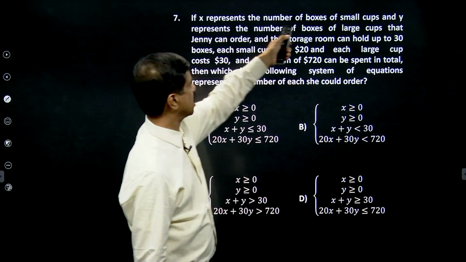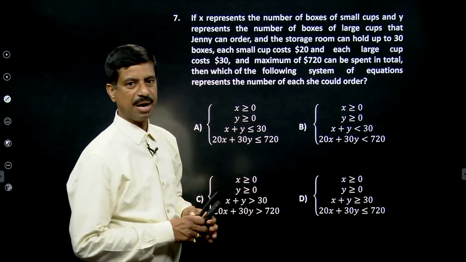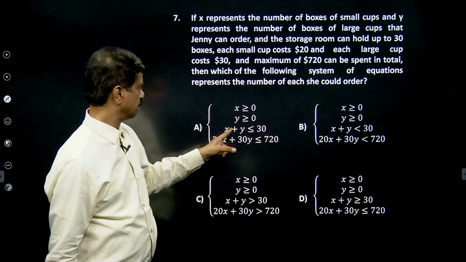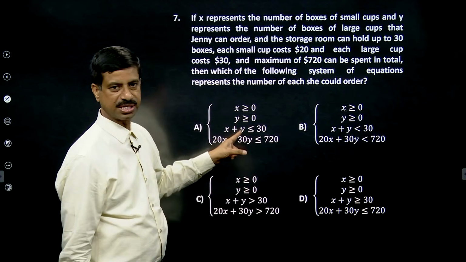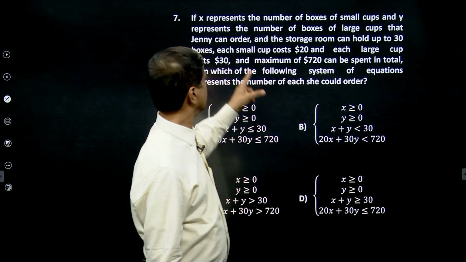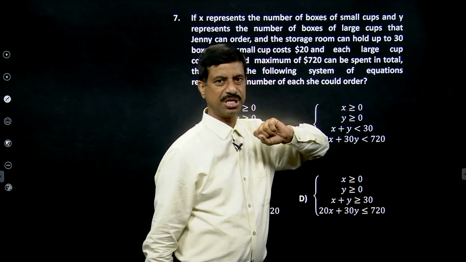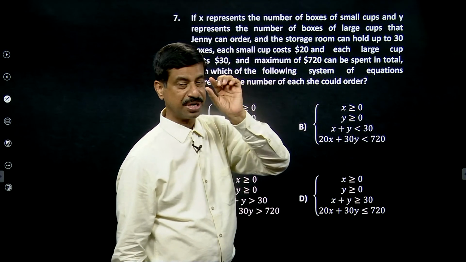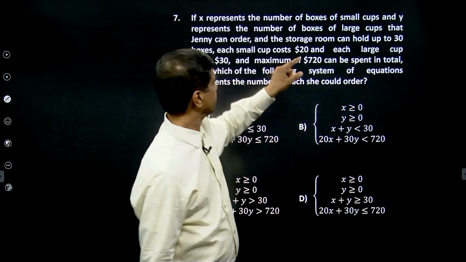What is X, children? X represents the number of boxes of small cups. The number of boxes of small cups plus the number of boxes of large cups should be less than or equal to 30. So, why is it less than or equal to 30? Read the question, children. The question itself tells you all the answers.